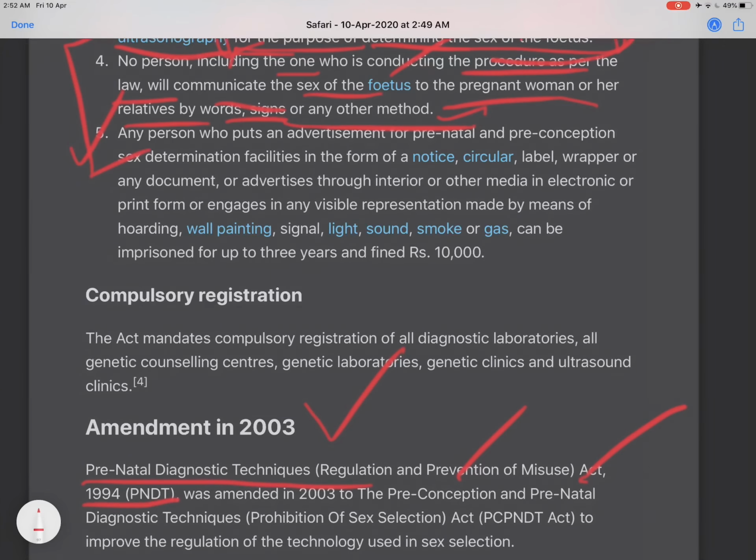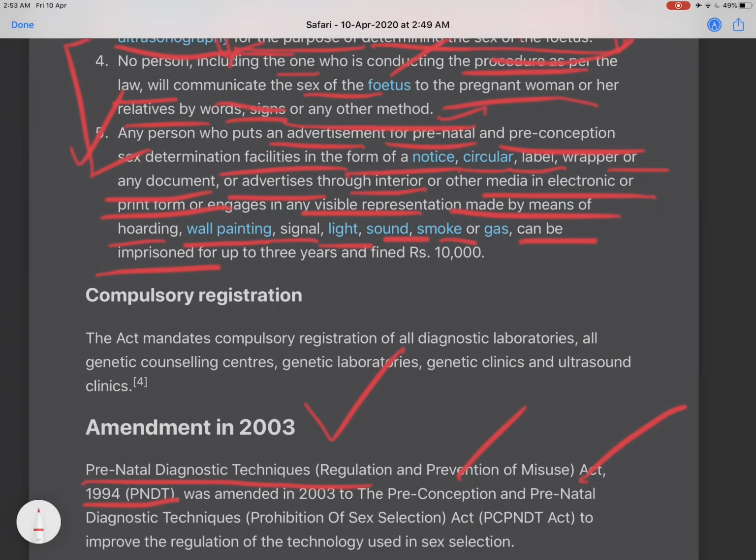Number 5 is this: any person who puts an advertisement for prenatal and preconception sex determination facilities in the form of a notice, circular, label, wrapper or any document, or advertises through interior or other media, electronic or print form, or engages in any visible representation made by means of hoarding, wall painting, signal, light, sound, smoke or gas, can be imprisoned for up to 3 years and fined rupees 10,000, which I would say is very less, very meager. It is in no way acting as a deterrent, but either way this is there. So the fine is up to rupees 10,000 and imprisonment is for 3 years only.